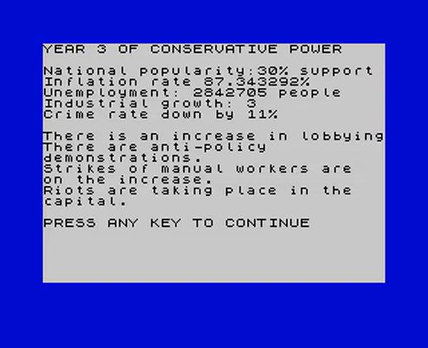National popularity is 30%. Inflation rate is a staggering 87%. That's not good. Unemployment is down again. Industrial growth is down. Growth is up. Crime rate is down. There's an increase in lobbying, which means posh people don't like me. Anti-policy demonstrations, the middle classes don't like me. Strikes of manual workers, that's the working classes, and riots, they're really not happy.